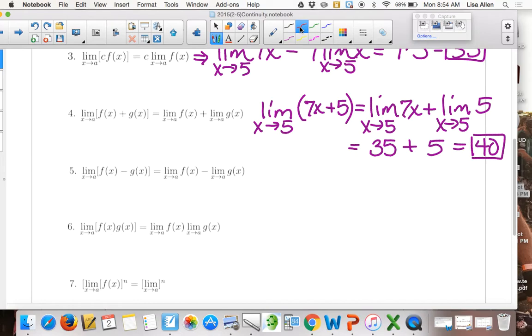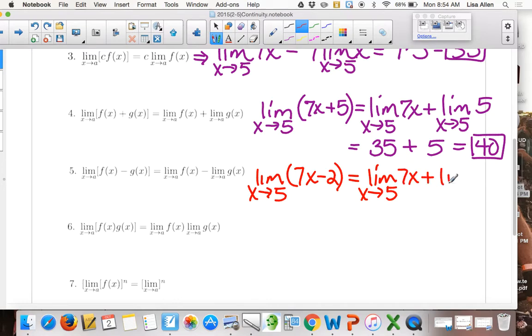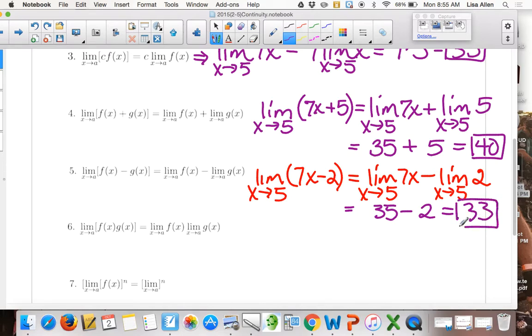If we use a difference, that would be very similar. The limit as x approaches 5 of 7x minus 2 would be equal to the limit as x approaches 5 of 7x minus the limit as x approaches 5 of the number 2. That's a minus. So we end up with 35 minus 2, which would then be 33. So we have 33 for our limit answer with the difference.